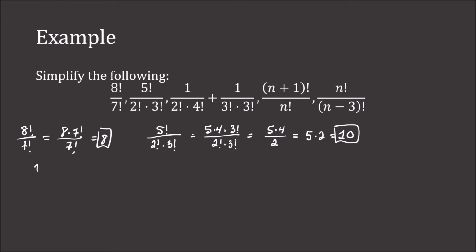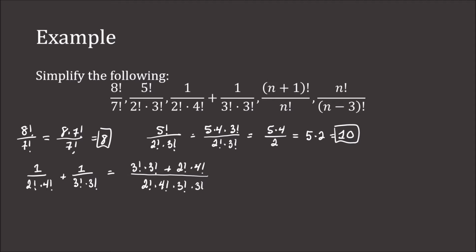If we now look at 1 over 2 factorial times 4 factorial plus 1 over 3 factorial times 3 factorial, we can write this as 3 factorial times 3 factorial plus 2 factorial times 4 factorial all over 2 factorial times 4 factorial times 3 factorial times 3 factorial. From the numerator, we can factor out a 3 factorial, and we'll be left with 3 factorial plus 2 factorial times 4.